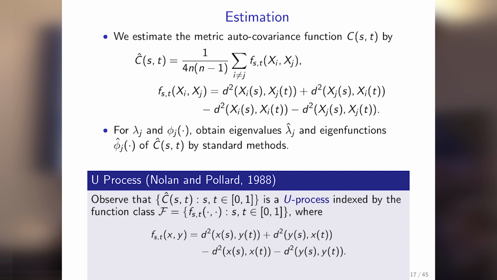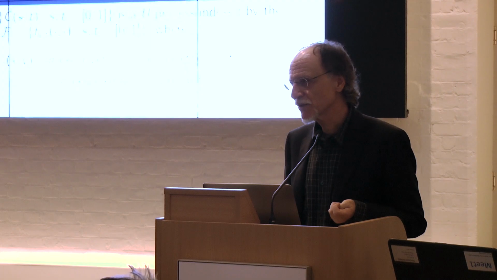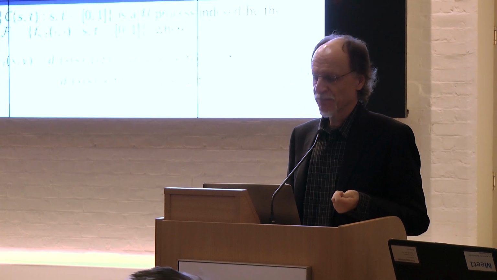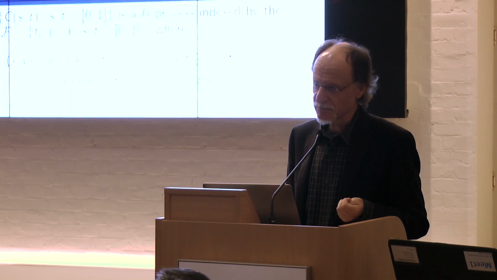Now, estimation is another story. I will be brief with that. The details are in the paper. We estimate this metric autocovariance function by taking basically objects xi, xj, which are independent. Remember, we have an independent sample. And we plug into the formula you have seen before, the definition. So we plug in these estimators. We divide by n squared. We have pairs, right? Essentially, and then we do an empirical spectral decomposition of the resulting estimated autocovariance kernel. So that follows standard procedures once we have this.